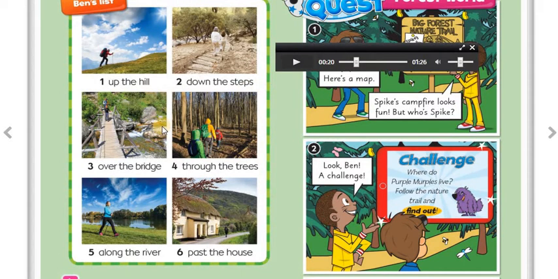They are walking through the trees, right? We can hear the dry leaves under their feet, right? We can hear the dry leaf sound. Let's listen again.